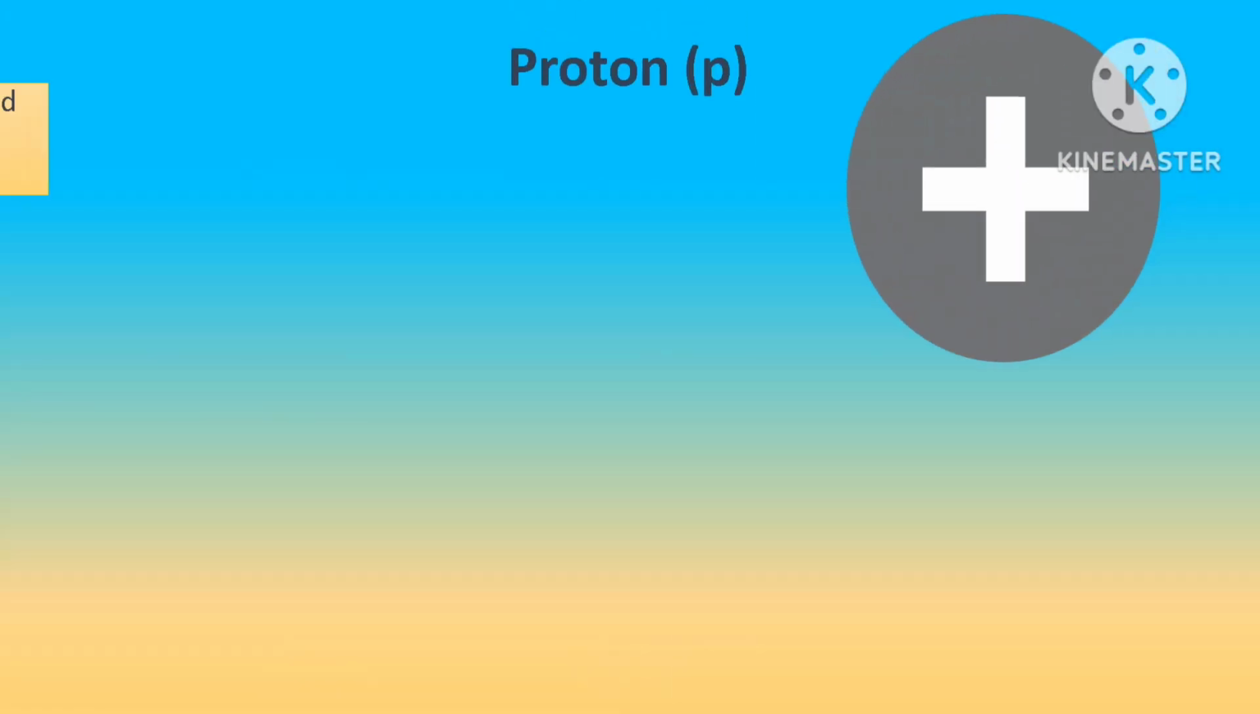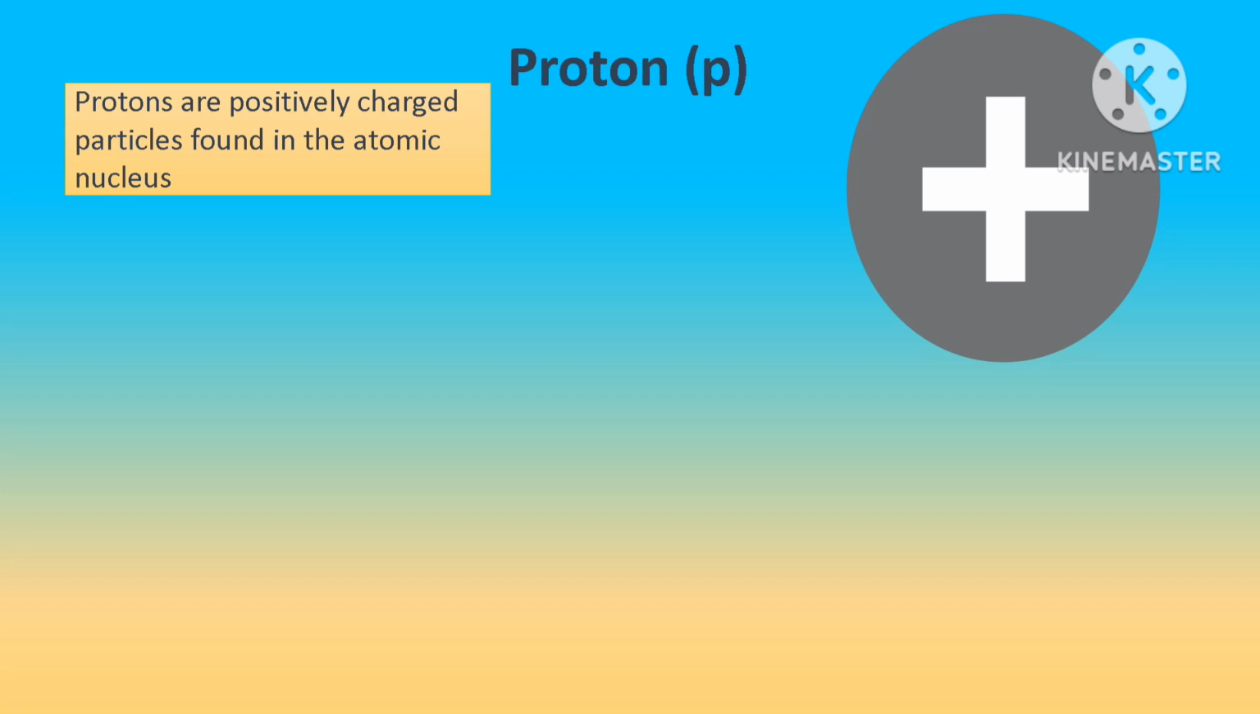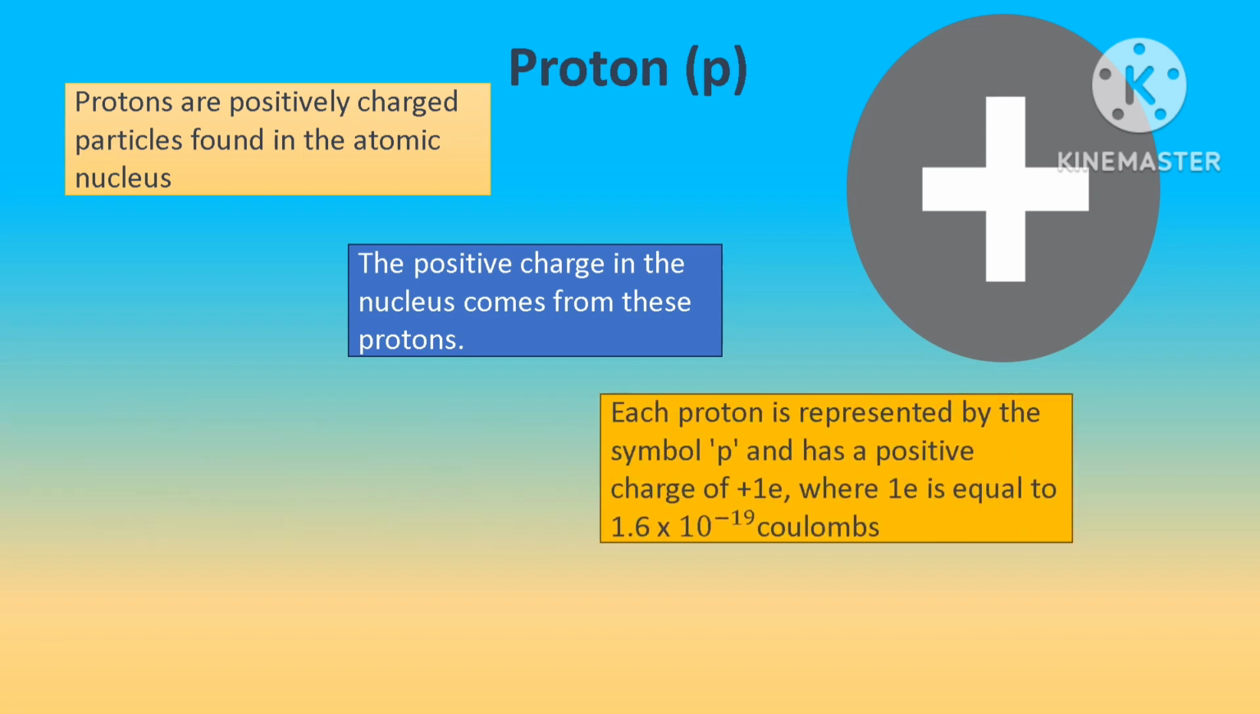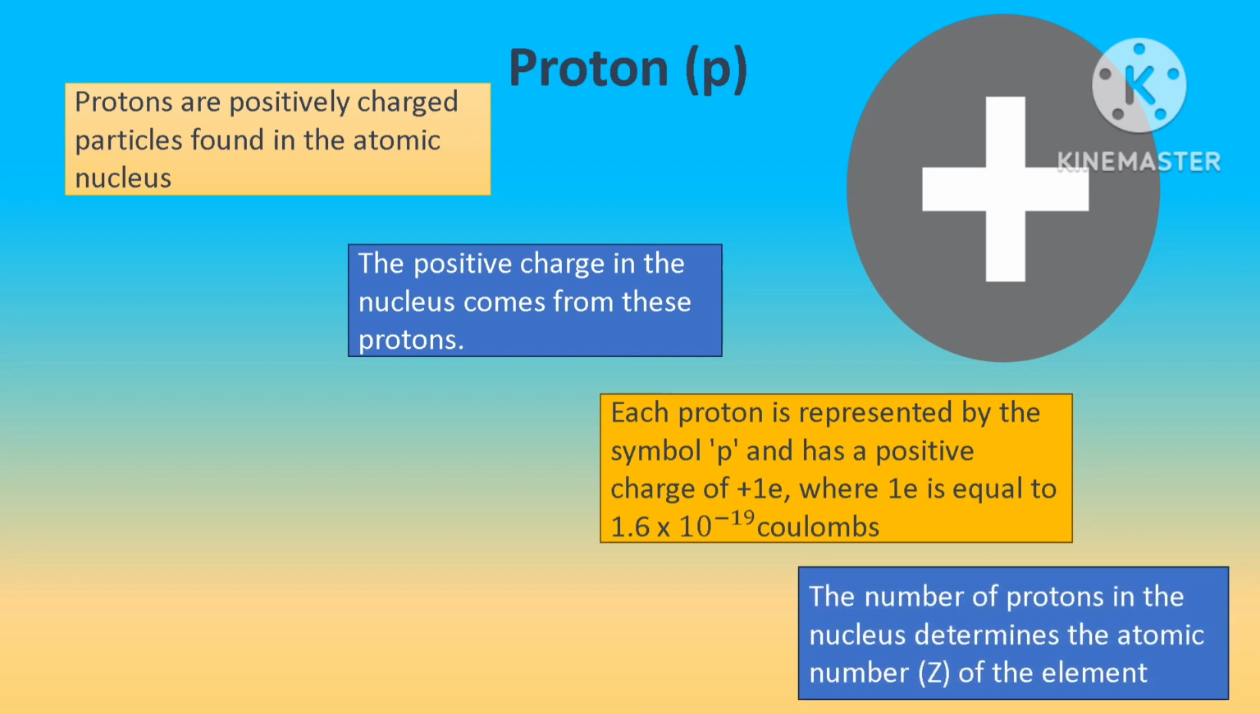Proton. Protons are positively charged particles found in the atomic nucleus. The positive charge in the nucleus comes from these protons. Each proton is represented by the symbol p and has a positive charge of +1 e. e stands for elementary charge, where 1 e is equal to 1.6 × 10^-19 coulombs. The number of protons in the nucleus determines the atomic number of the element.